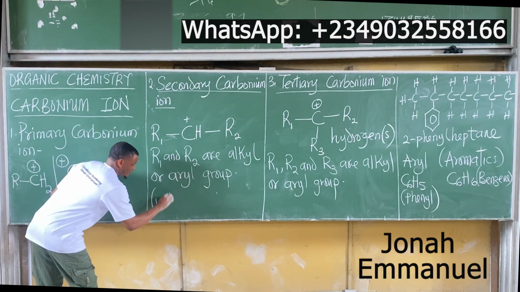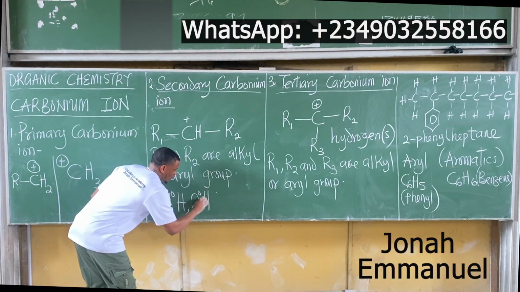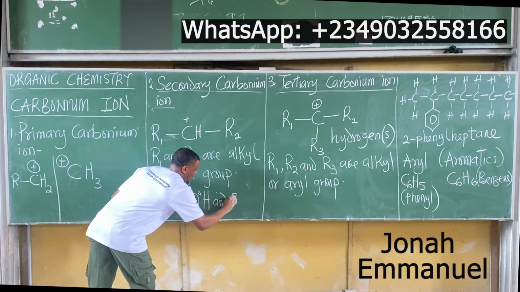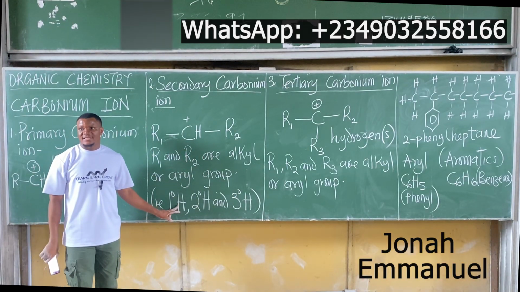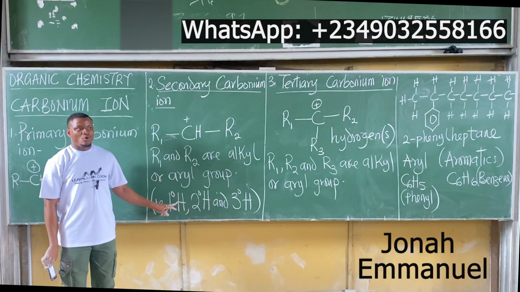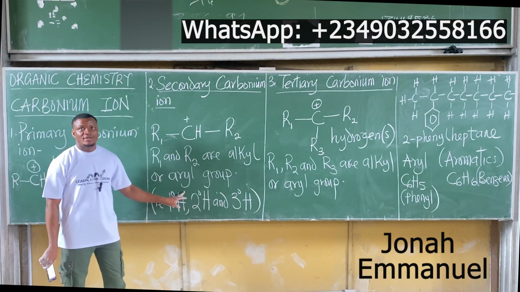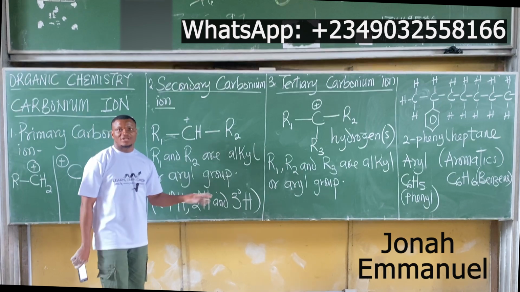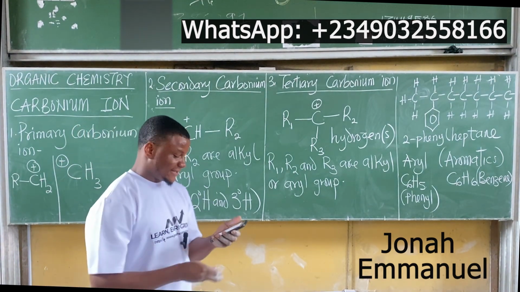Primary, secondary and tertiary hydrogen. So look up, please. In organic chemistry, if you see this, it means primary hydrogen, 1 raised to power O. So this is primary hydrogen, secondary hydrogen, tertiary hydrogen, respectively.